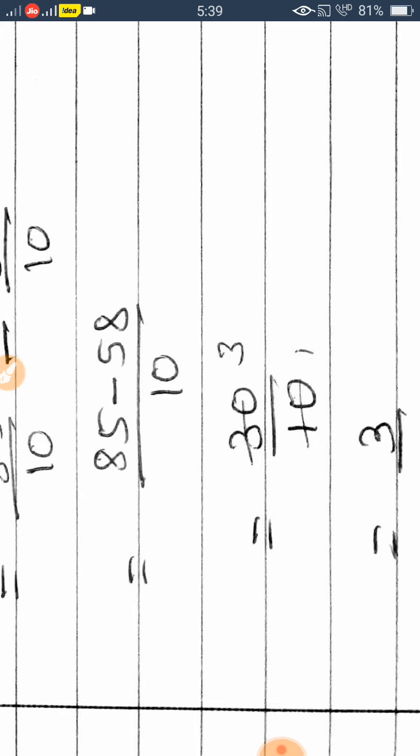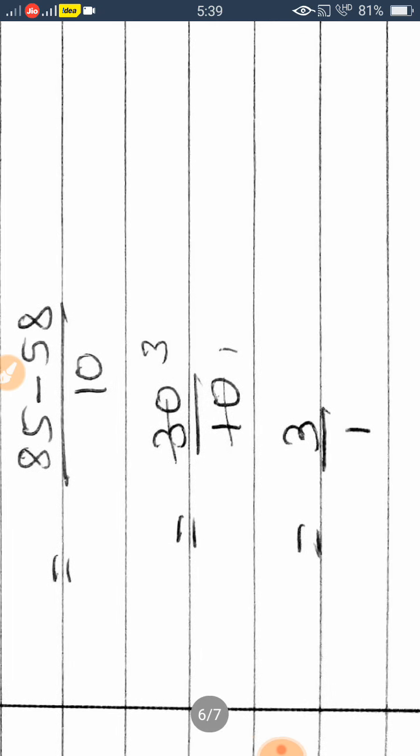Or you can divide it directly also. 30 divided by 10, so 3 by 1 it becomes. So that 3 by 1 we can write as 3. Okay, I hope you understand.